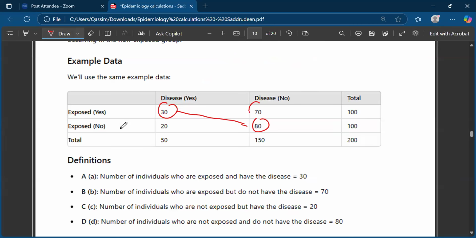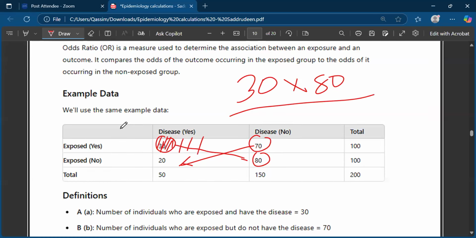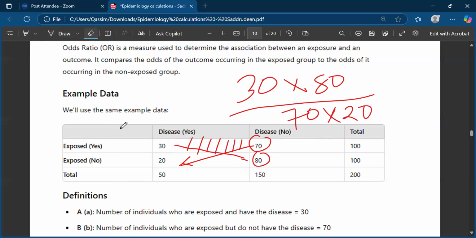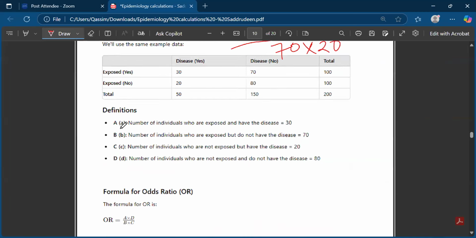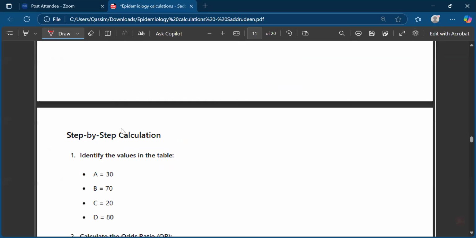Then what are you going to do? You're going to do 70 times 20, and this is going to be your denominator. So basically, how to calculate the odds ratio is cross multiplication: 30 times 80, and don't reverse it the way I've shown you. This box is the disease of interest, because these are people who have smoked and have gotten the disease. These have to be in the numerator. Then you divide by 70 times 20. As long as you've drawn your 2x2 table correctly, that is how we calculate the odds ratio.